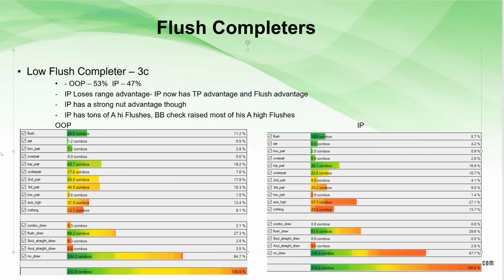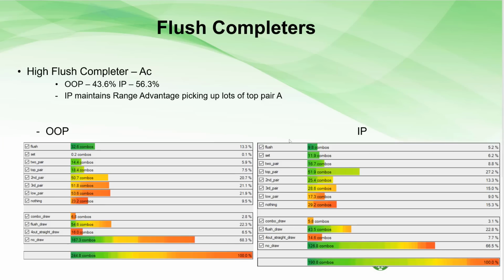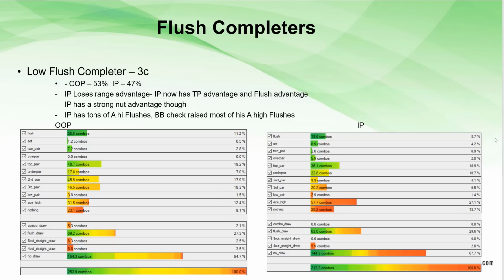On the ace of clubs, the in position player only had 5% flushes. Now on the three of clubs, he has 9% flushes. And that's because now in position can have the nut flush. So in position has top pair advantage in terms of he has stronger top pairs, and he has a flush advantage in terms of he has stronger flushes. Now out of position has a few more flushes than him, but in position has stronger flushes.